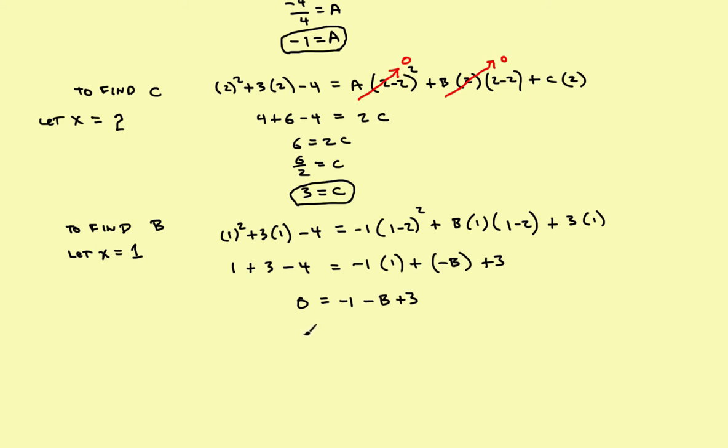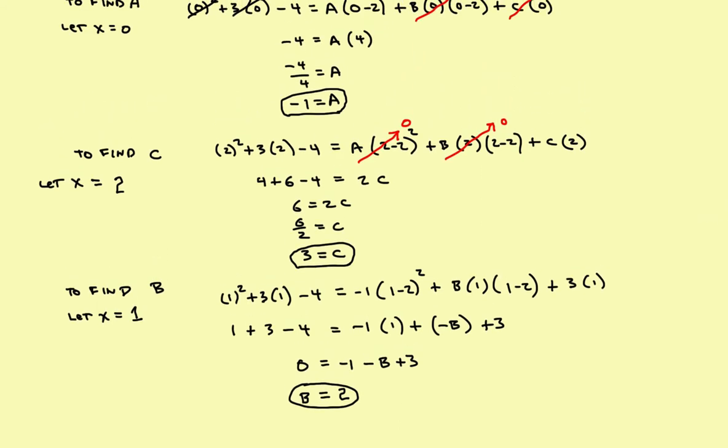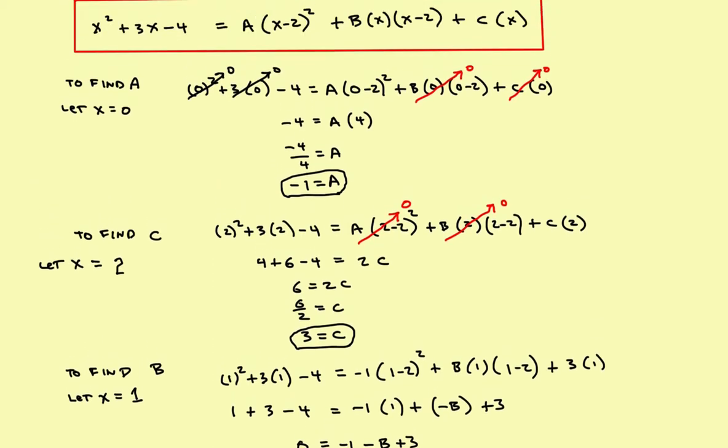And we'll move the B over to this side. And you'd have negative 1 plus 3, which would be equal to a 2. And so now you've got B. What you've got now is all three of your things. A is negative 1, C is 3, B is 2. But you had to use a little bit of a different logic on that one. So to go back up a little bit, we'll move back up to here.